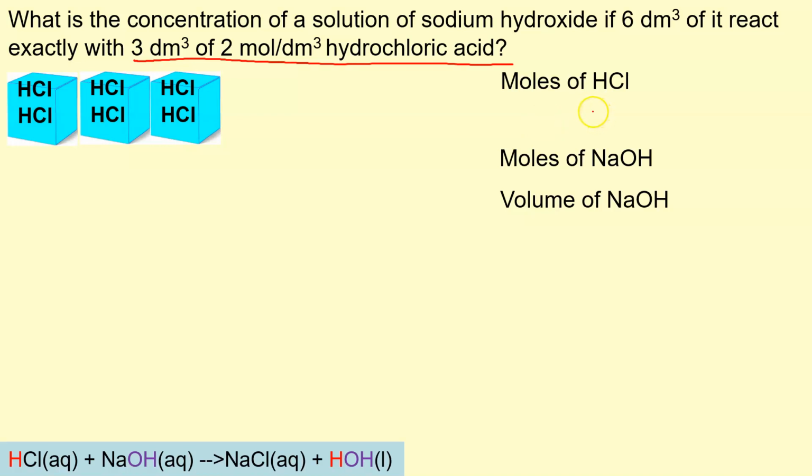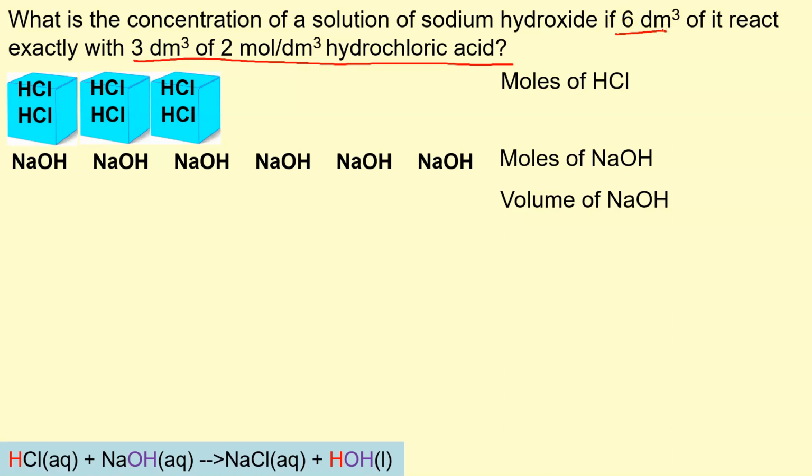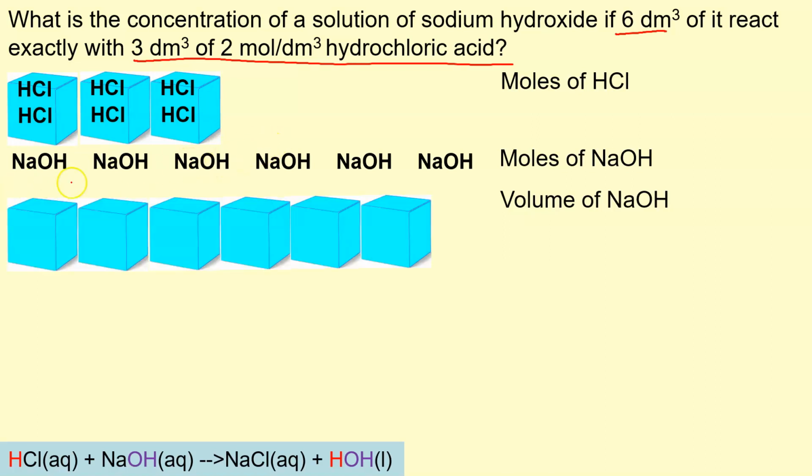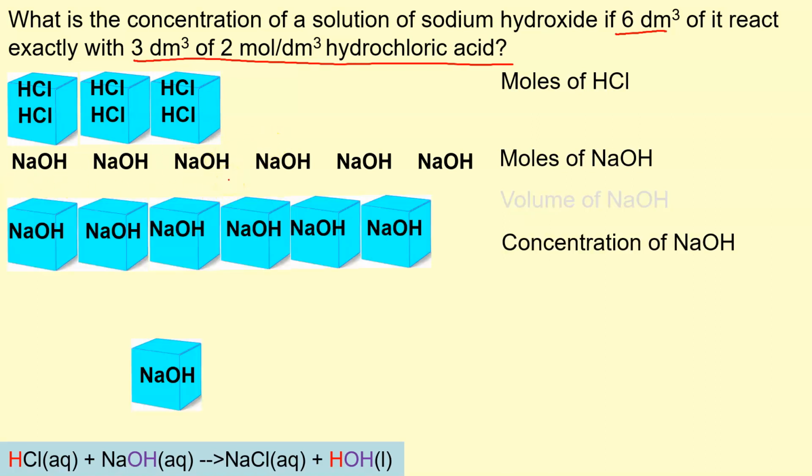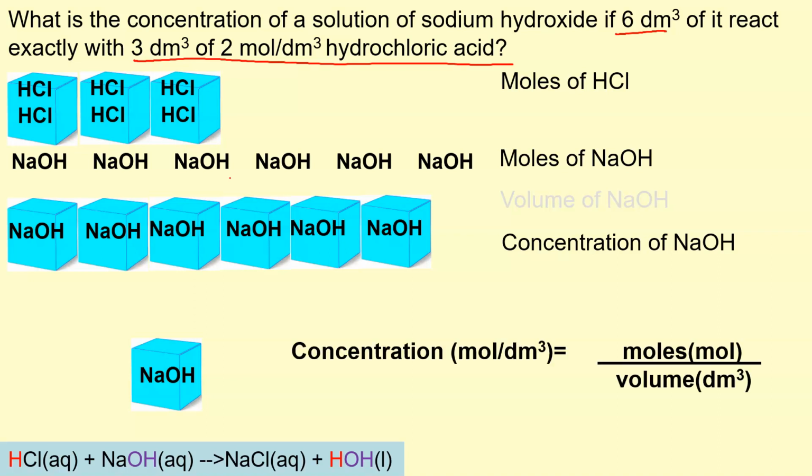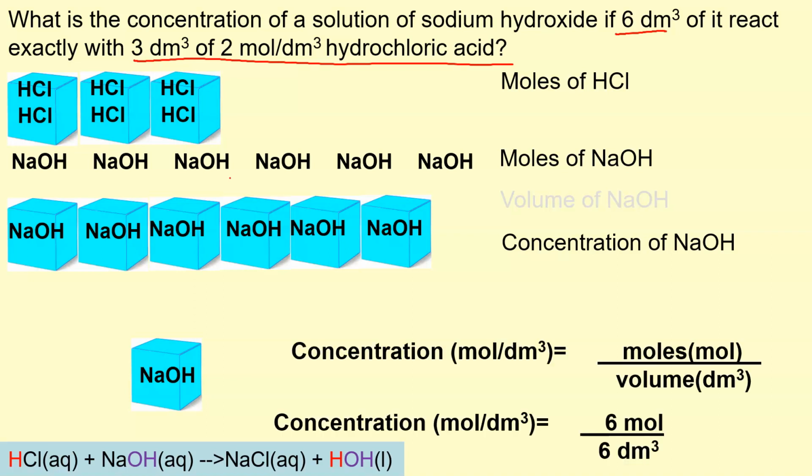We know that 1 mole of hydrochloric acid at the bottom will react with 1 mole of sodium hydroxide. We can see here visually we have 6 moles of hydrochloric acid, so it will react with 6 moles of sodium hydroxide. It tells us the volume of the sodium hydroxide is 6, so all 6 moles will be divided among 6 decimeters cubed. So the concentration will be 1 mole per decimeter cubed. Concentration is moles over volume, giving us an answer of 1 mole per decimeter cubed.